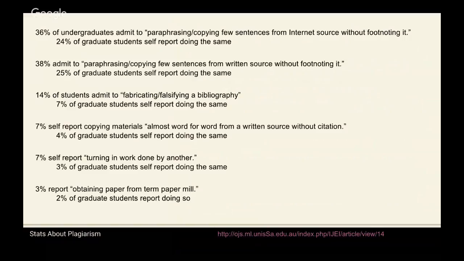But again, 36% of undergraduates and 24% of graduate students admitted to copying or paraphrasing a few sentences without actually giving credit where it was due. That's just interesting to me. But now another one, 14% of regular undergraduate students and 7% of graduate students admitted to fabricating or falsifying a bibliography. That's shocking. Having multiple degrees where we had to write different papers and really spend some time researching, that's just shocking to me. And I guess it's true, but it's nevertheless still shocking.